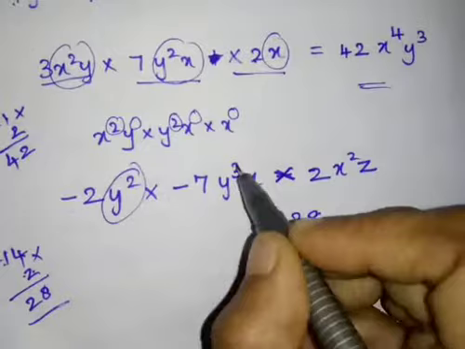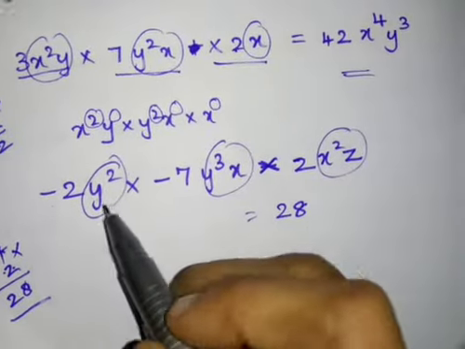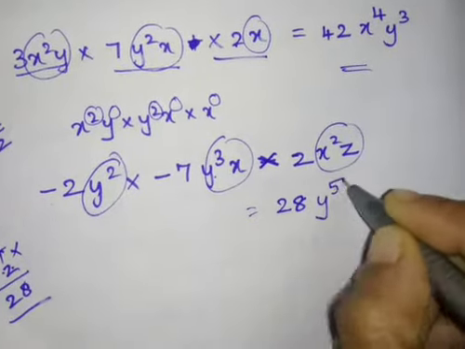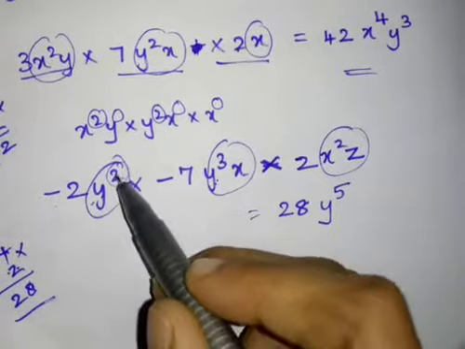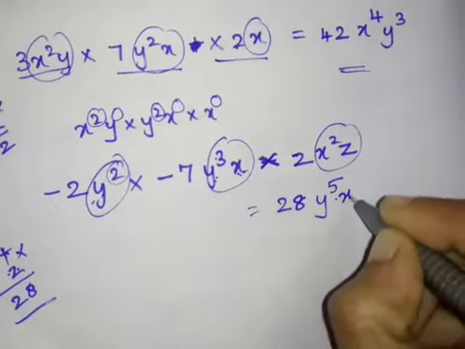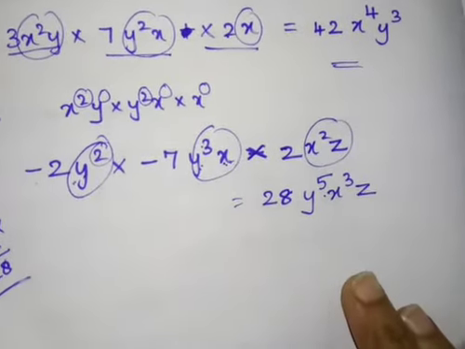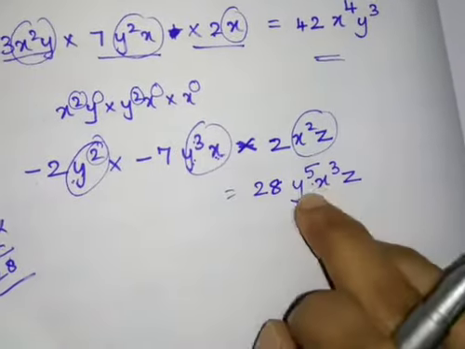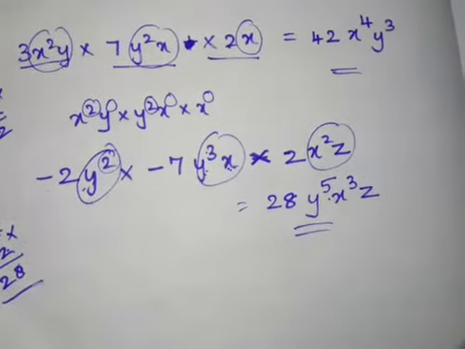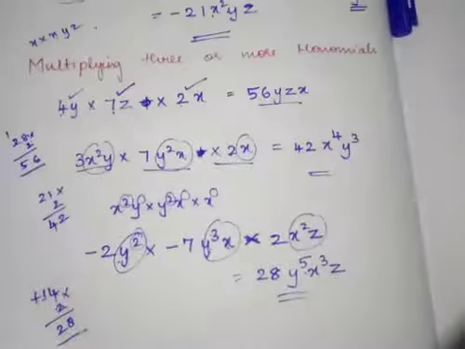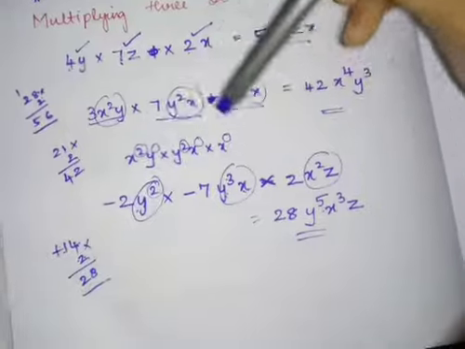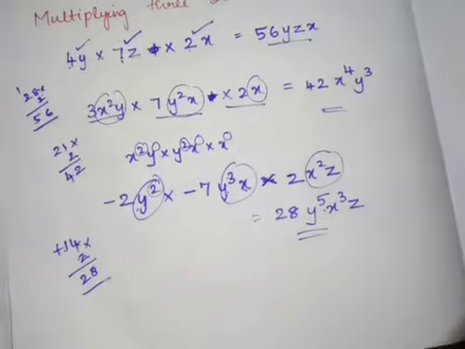Now y square, y cube, x, x square, z. First I am writing the y terms. Y square into y cube is y power 5, because same base, add the powers, 2 plus 3 is 5. Next the x terms, x into x square is x cube, then z. Understood? So this is your final answer. It is very easy, but be careful while you are doing the variable multiplication.